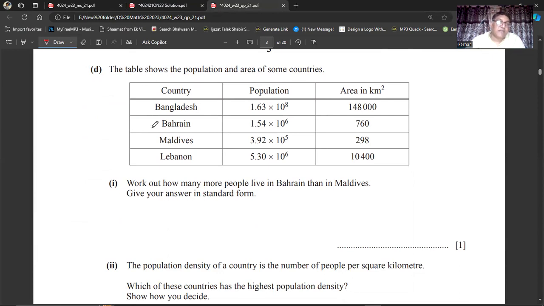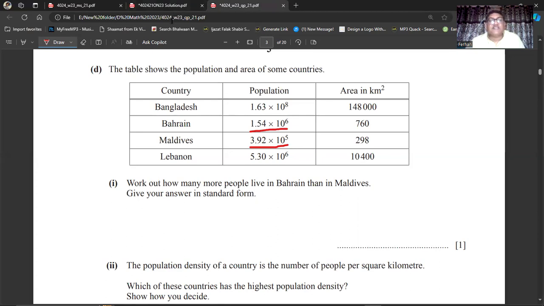So here the names of the countries are given, their population is given, and the area in kilometer square is given. Work out how many more people live in Bahrain than in Maldives. Give your answer in the standard form. So how much is the population of Bahrain? That is 1.5 expo 6. And how much is the population of the Maldives? That is 3.92 expo 5. So you have to tell what is the difference between them.